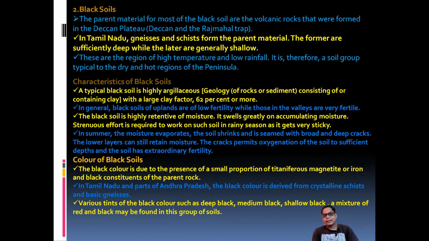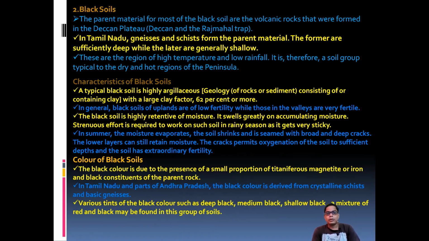What are the characteristics? A typical black soil is highly argillaceous, derived from geological rock sediments, containing a large clay fraction of about 62%, only clay. In general, black soils on the uplands are of low fertility, while those in the valleys are very, very fertile. We have to understand this thing.